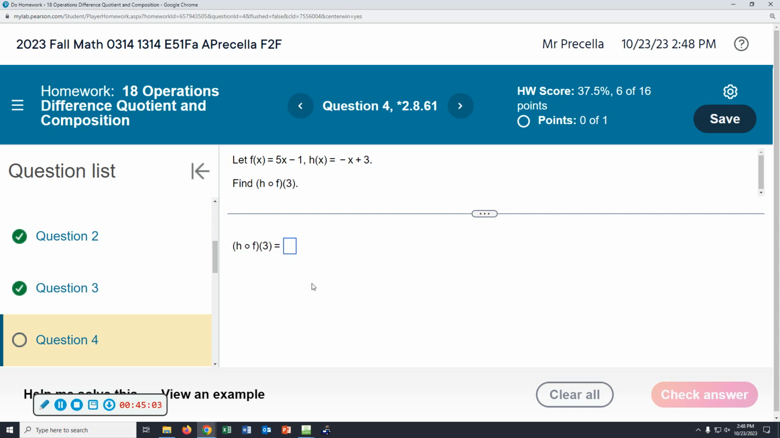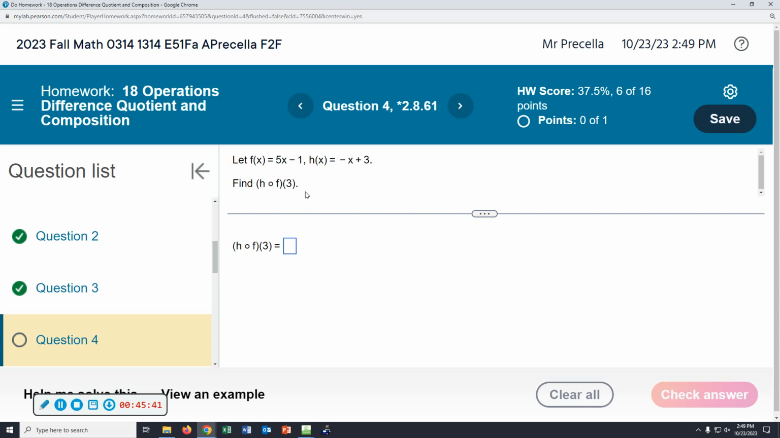So this is how you find a composition of two functions if there's a number in the parentheses, not an x. Now, if you want to find h composed with f at x, you expect your final answer to be a function of x. A composition at a number, your final answer is a number. So f of x is 5x minus 1, and h of x is the negative of x plus 3.